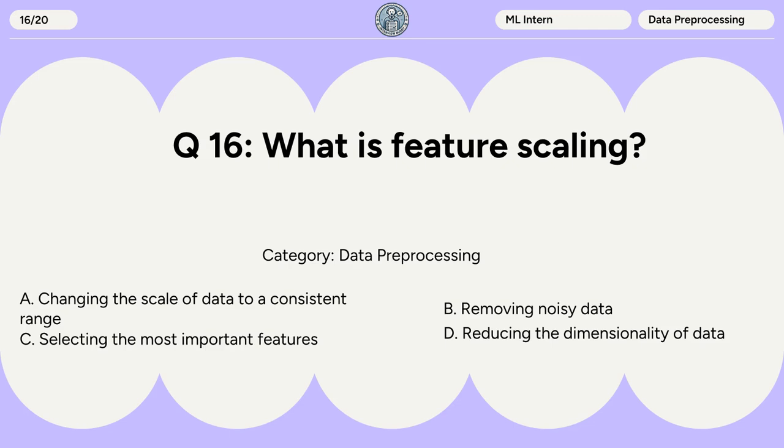Question 16. What is feature scaling? A. Changing the scale of data to a consistent range. B. Removing noisy data. C. Selecting the most important features. D. Reducing the dimensionality of data.